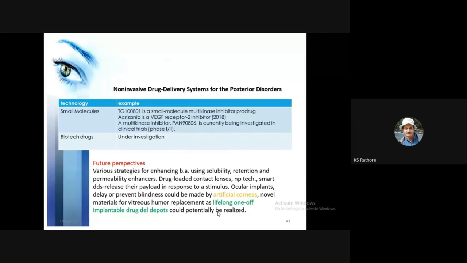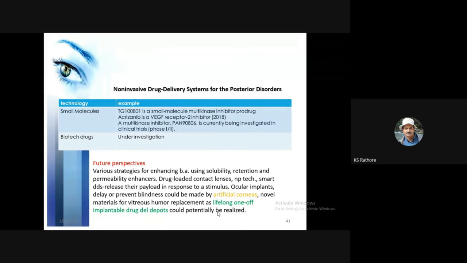Now, certain future perspectives of advancement in ocular drug delivery systems: various strategies for enhancing bioavailability using solubility, retention, or permeability enhancers, drug loaded contact lenses, nanoparticle technology, smart drug delivery systems releasing their payload in response to a stimulus, and ocular implants. Delaying or preventing blindness could be achieved with artificial corneas. In future, it is possible that people will not be blind because artificial corneas will be available, and drug eluting intraocular lenses will be available.